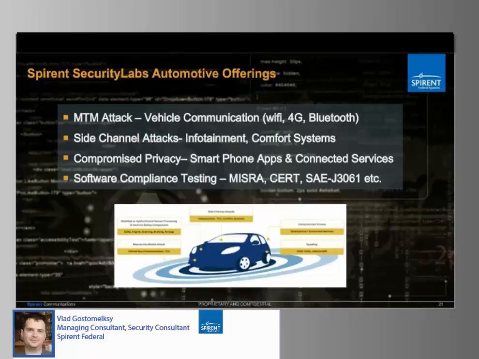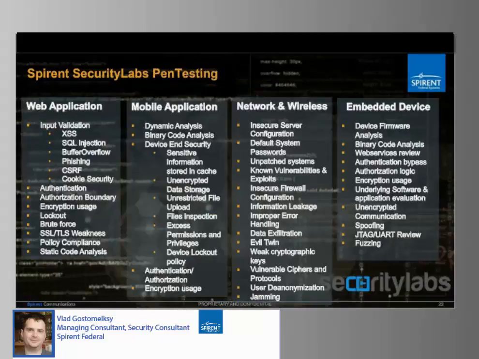So we conduct software compliance testing that meets a lot of the U.S. Department of Transportation standards. And we have some of them listed on the slide. There's actually additional ones. I believe we cover 17 different DOT standards.